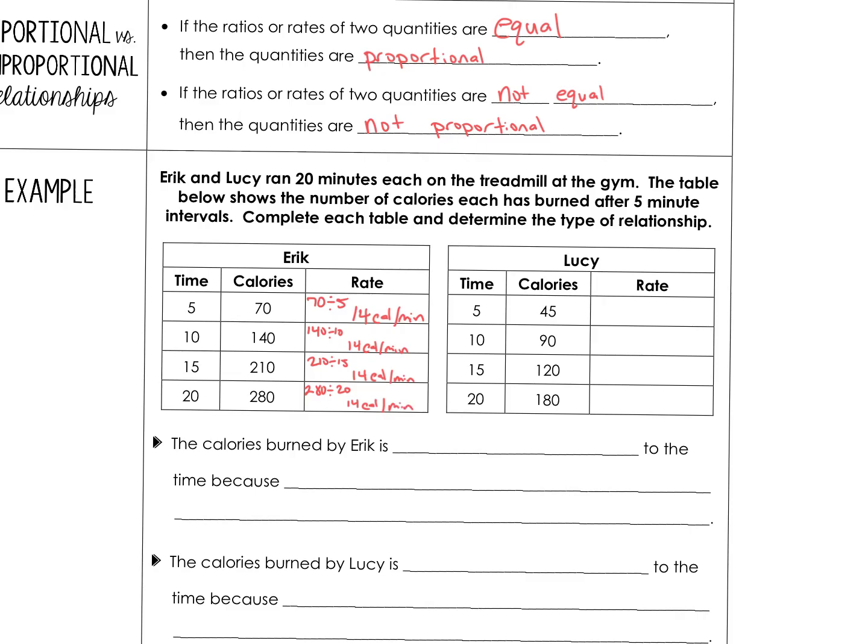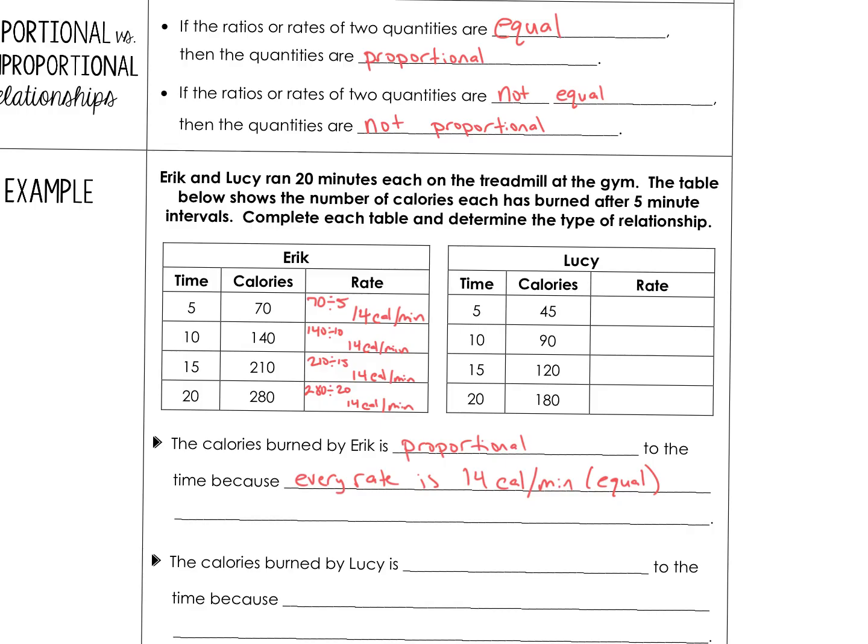So we can say that the calories burned by Eric is proportional to the time because every rate is 14 calories per minute. So they are each equal to one another. Now let's take a look at Lucy's.